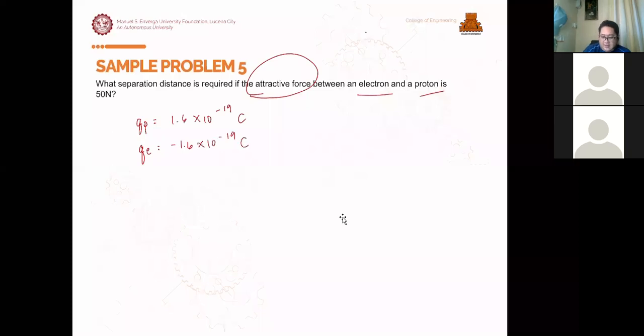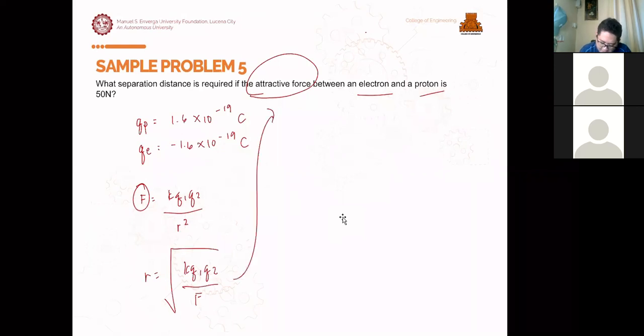Okay? And then, pagkuha natin ng F, no? K, Q1, Q2, all over R squared. So, attractive force yan. So, dapat pag sinubstitute natin si 50 Newton dun sa F, dapat may negative value tayo. Okay? So, ang hinanap natin is yung distance ulit. So, yung formula lang natin, same as kanina sa number 2, I think. Over F, tas square root.